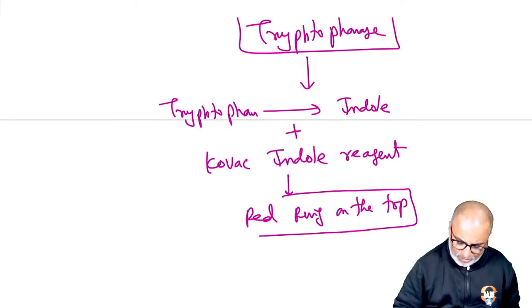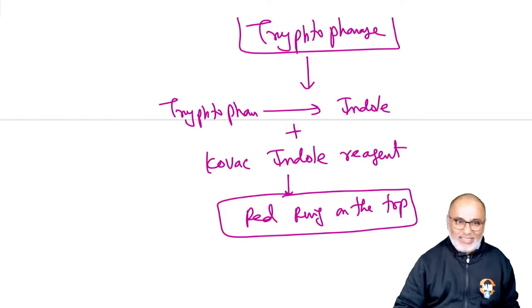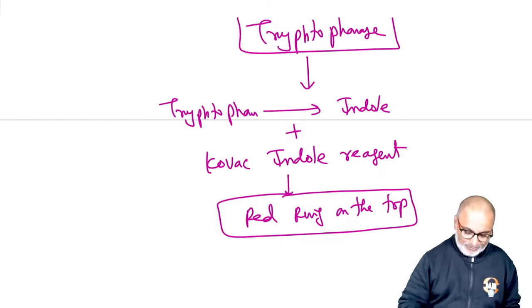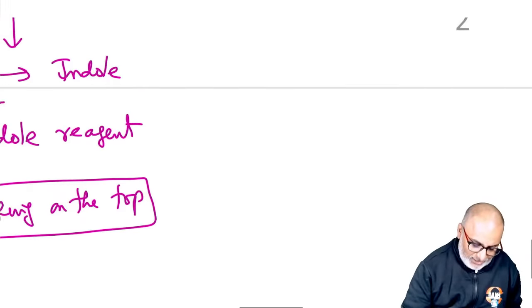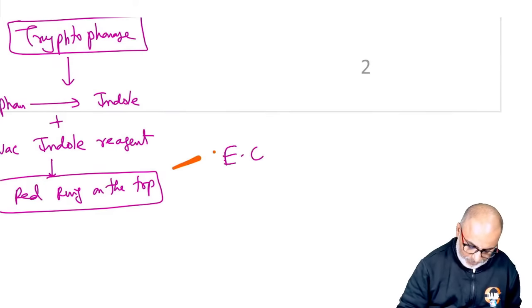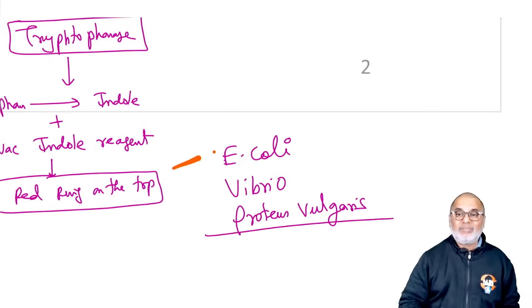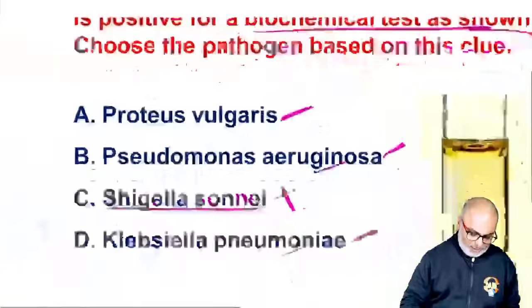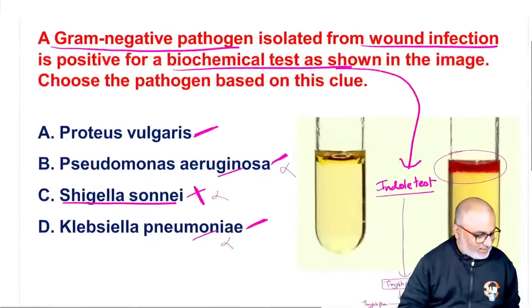Can you remember in my class I used to tell a template: name of the test, principle of the test, positive, how it looks like, with the examples. If you attend my regular class, definitely you people know this. This table I put for biochemical reactions. Listen to me carefully. Examples of indole positive organisms, I used to tell EVP: Escherichia coli, Vibrio cholerae, and Proteus vulgaris. Not Proteus mirabilis. Proteus vulgaris is indole positive, mirabilis indole negative. So among the choices, Pseudomonas indole negative, Shigella indole negative, Klebsiella indole negative, all except Proteus vulgaris. Answer is A.